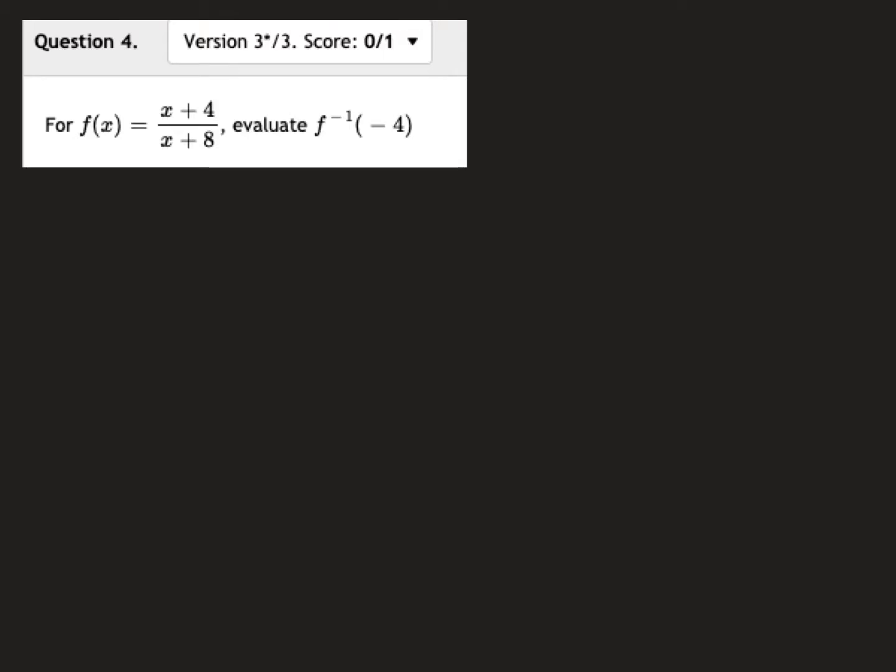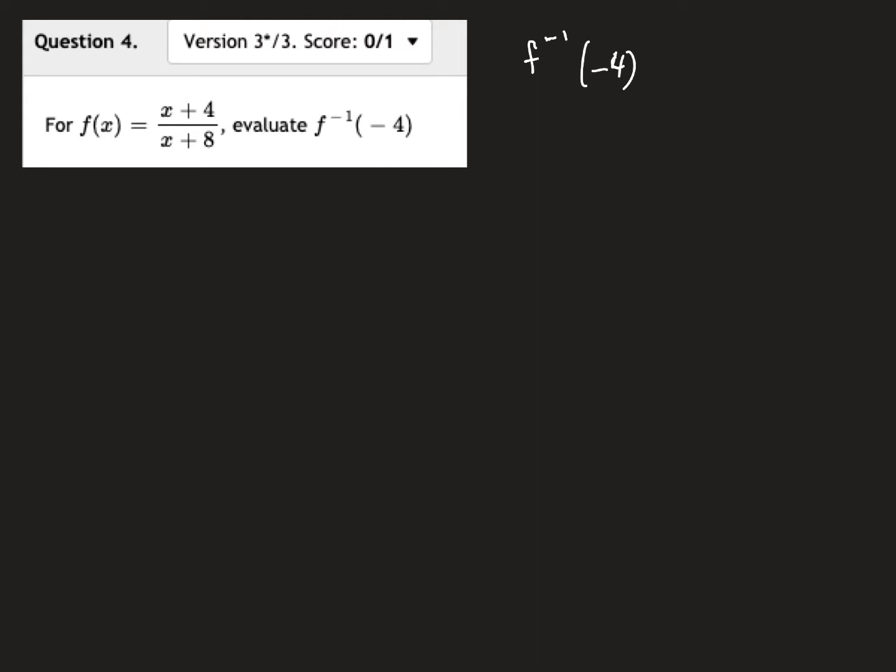Here's a quick video about problem number 4 on section 1.6 homework. As I was saying in class, the main thing here is to figure out what to do with this weird f inverse of -4 notation.